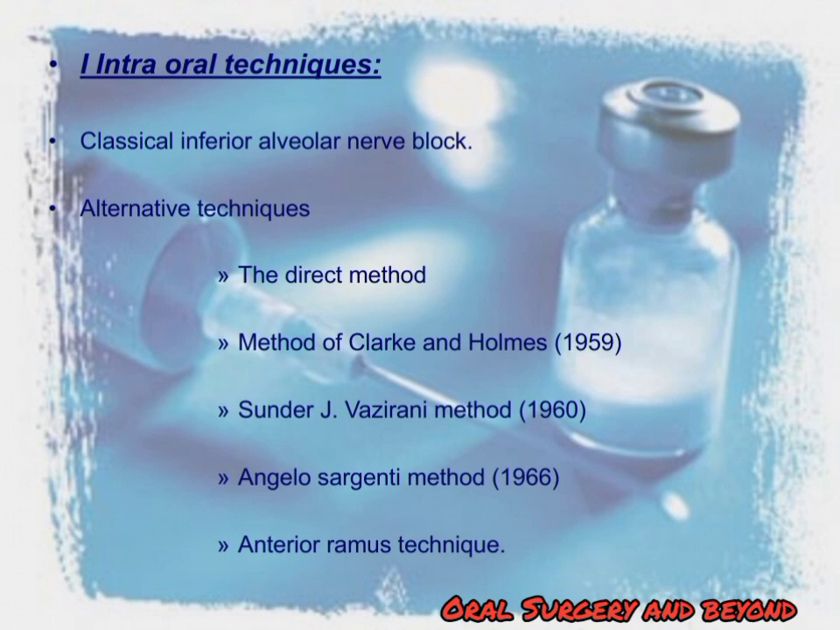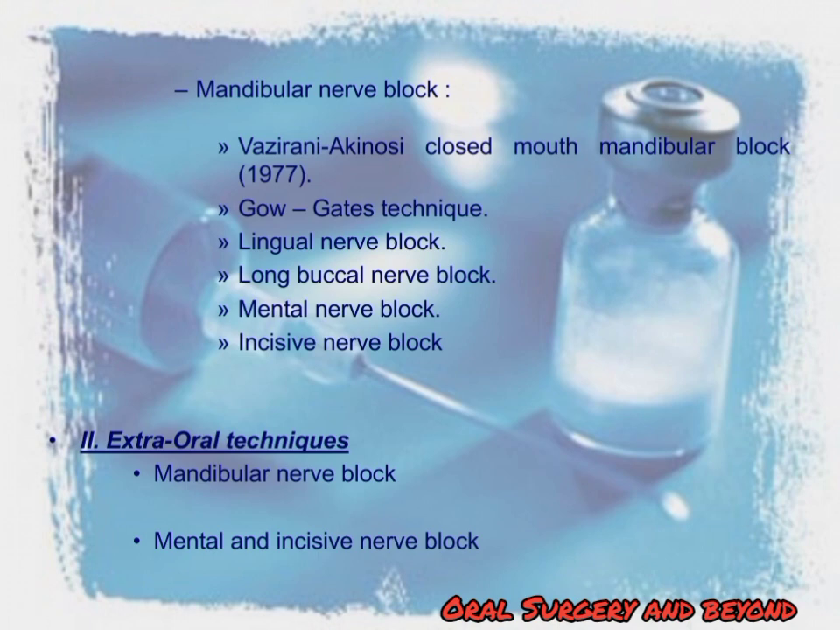Let us start. Intraoral technique. The classical inferior alveolar nerve block technique is given by different authors, but the main method we use was given by Clark and Holmes in 1959. Then modifications were given, such as the open and closed mouth techniques by Vazirani-Akinosi, and the Glasgow technique. Then the anterior ramus technique and the Angelo Sargenti method are also there. We are going to see the different classical mandibular nerve block techniques in my subsequent slides.